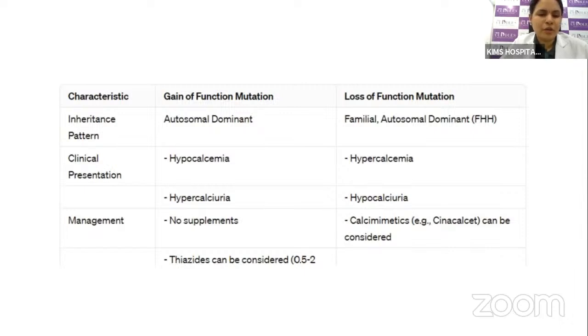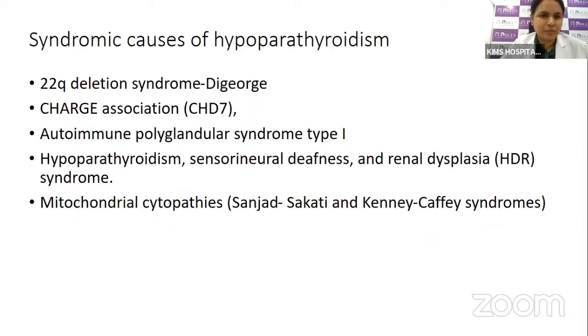Thiazides can be considered for control of hypercalciuria in this particular mutation, whereas when there is a loss of function mutation of the calcium sensing receptor, which is again inherited in an autosomal dominant fashion, the baby may present with hypercalcemia and hypocalciuria, and the treatment of choice would be calcimimetics.